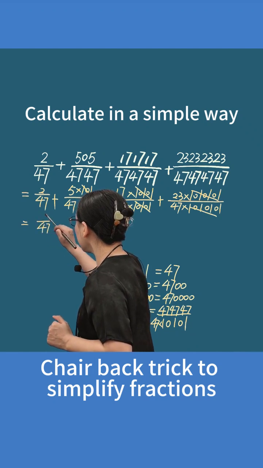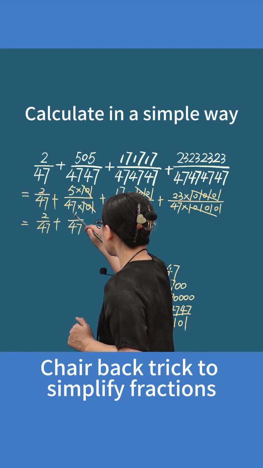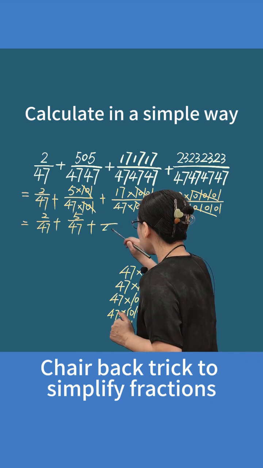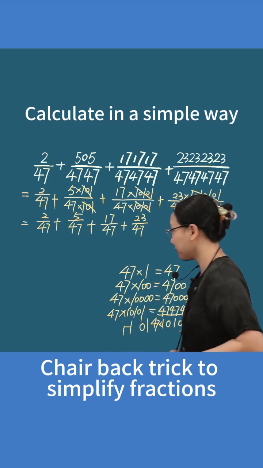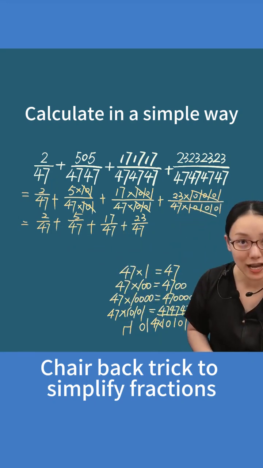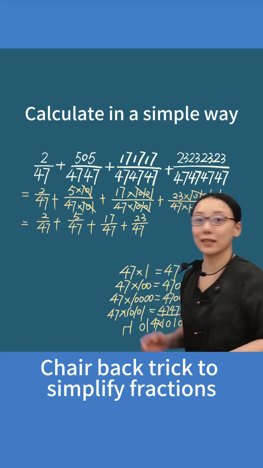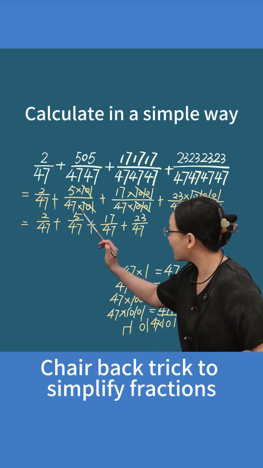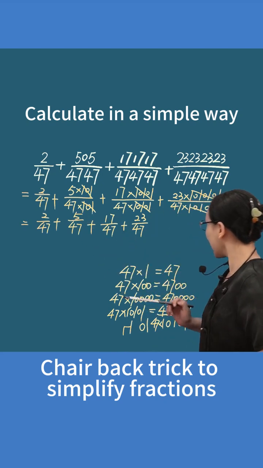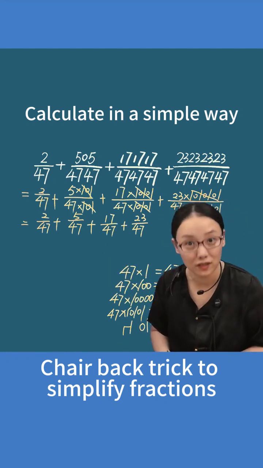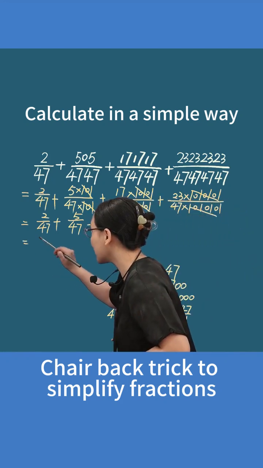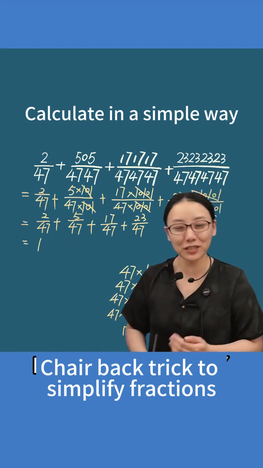So, to sum up, this problem turns into 2 over 47 plus 5 over 47, then plus 17 over 47, and finally plus 23 over 47. When adding fractions with the same denominator, the denominator stays the same and you just add the numerators directly. 2 plus 5 plus 17 plus 23 happens to equal 47. So that's 47 over 47. And the final result is 1. And that's it. We finished this problem.